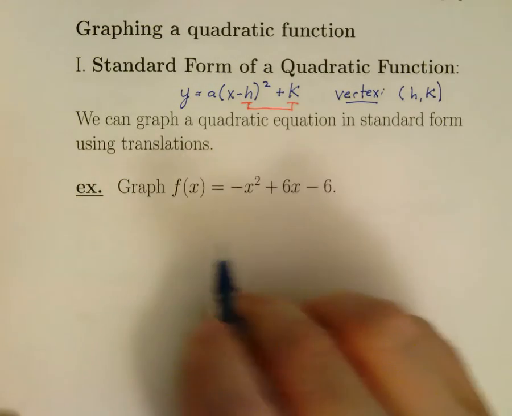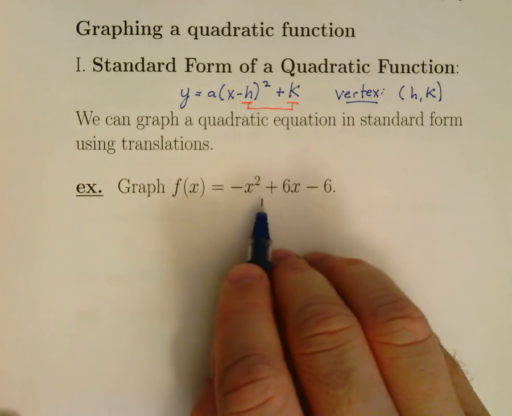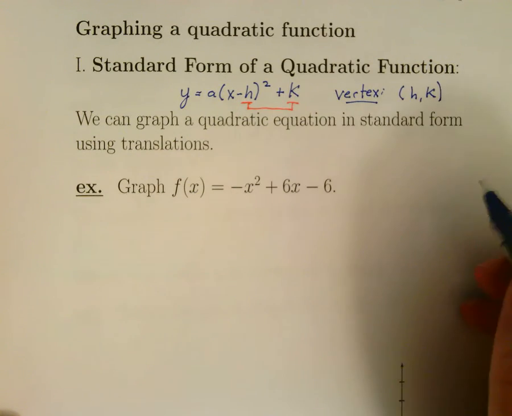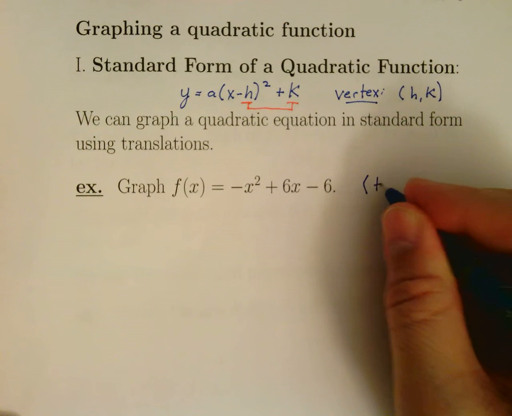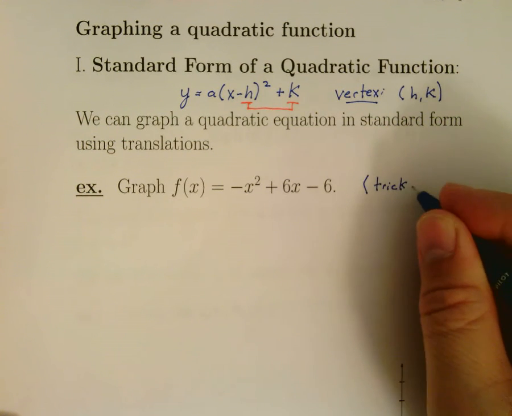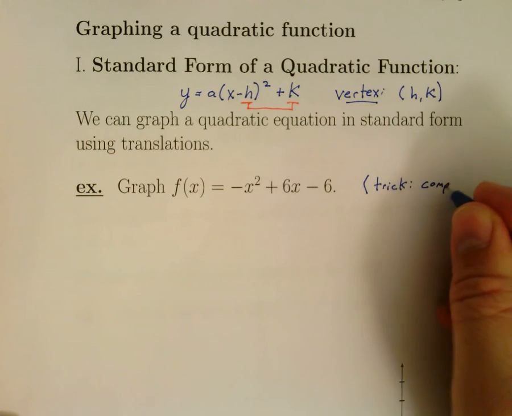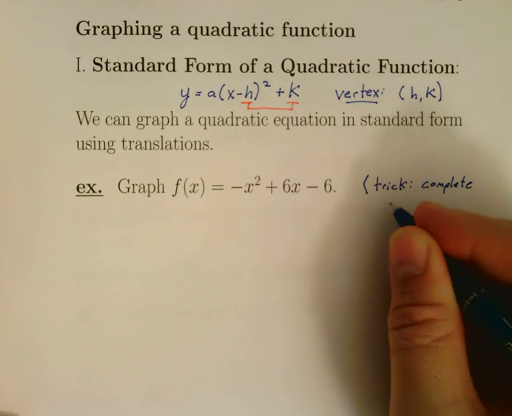But what if it's not? So here's an example. I have negative x squared plus 6x minus 6. Now this is not in standard form. The trick to this is I'm going to complete the square. So the trick is really just completing the square.